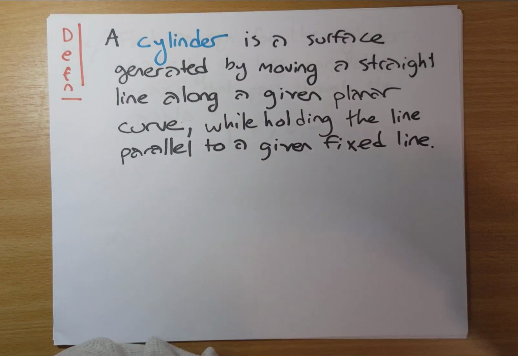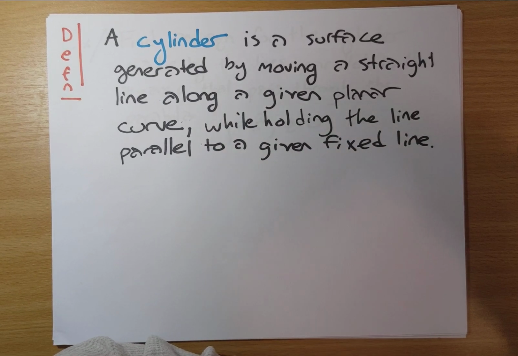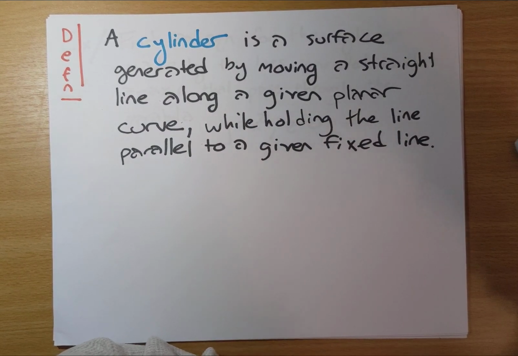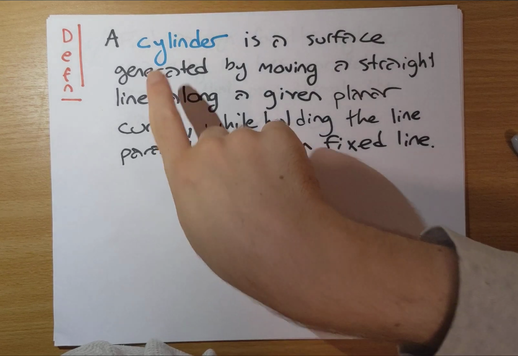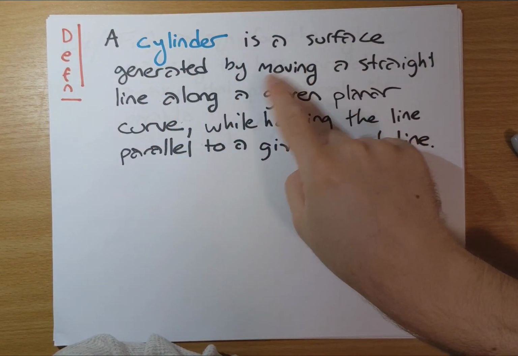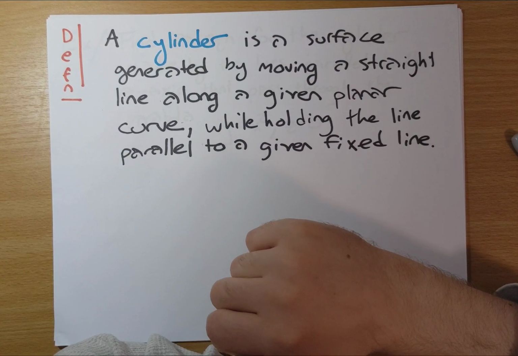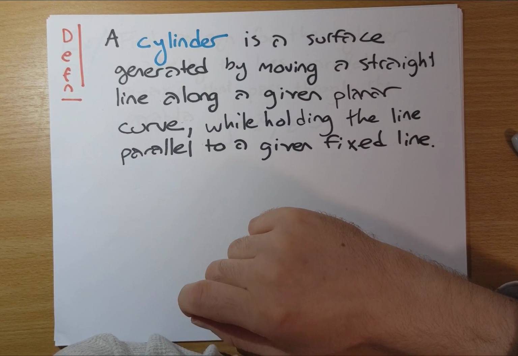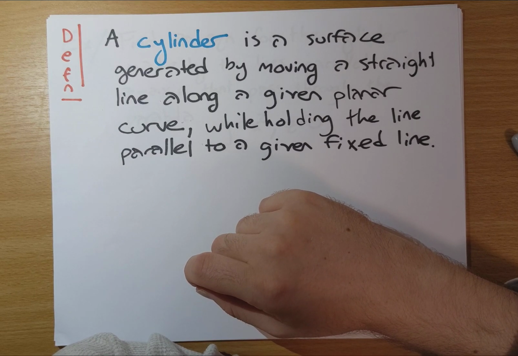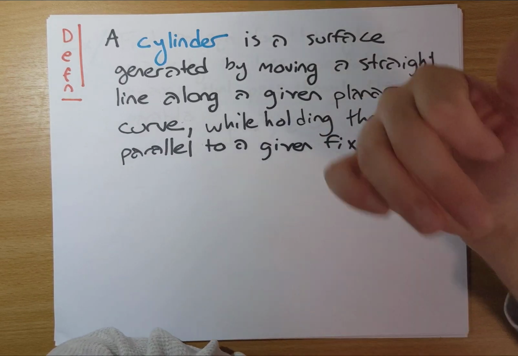Let me just caution you on one thing right here. The book's definition of a cylinder is different than if I were to ask you right now, if we were in person, to tell me what a cylinder is. This is going to be a different definition than the one you gave, so pay close attention. A cylinder is a surface generated by moving a straight line along a given planar curve while holding the line parallel to a fixed line. Okay, this is a mouthful.